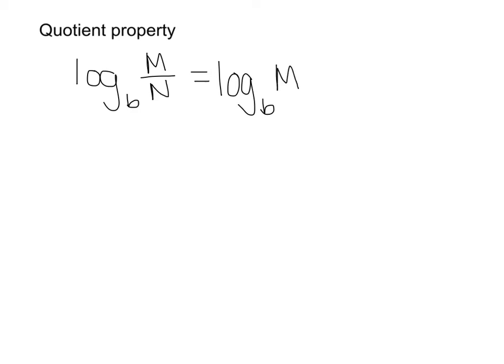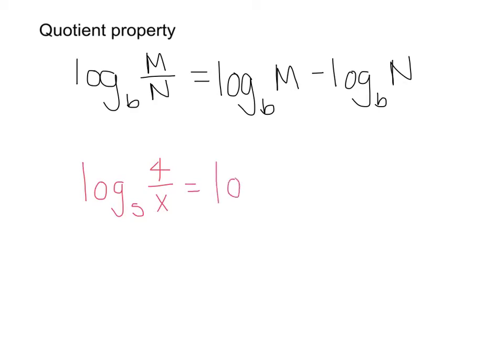The quotient property says if you have the log base b of m divided by n, you can expand it to the log base b of m minus the log base b of n. So an example of this would be the log base 5 of 4 divided by x. Since the 4 is on the top, that's the one that would come first, so the log base 5 of 4 minus the log base 5 of x. Make sure on both of these you write the bases for them.